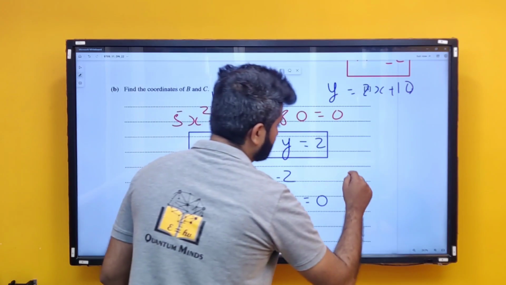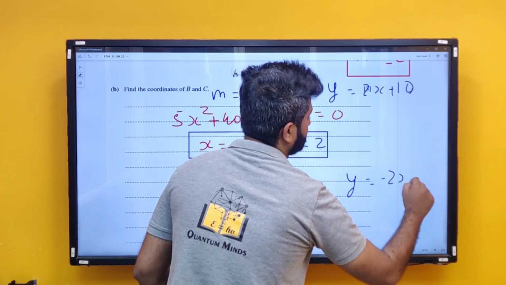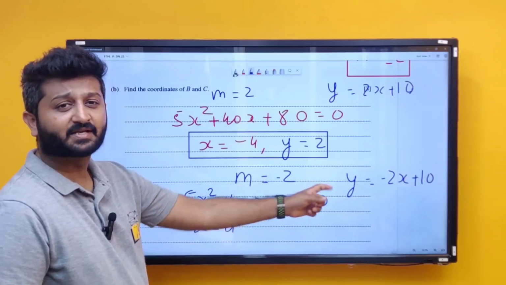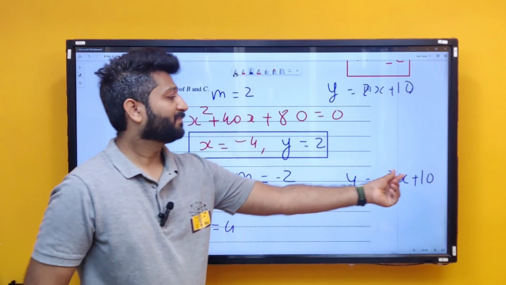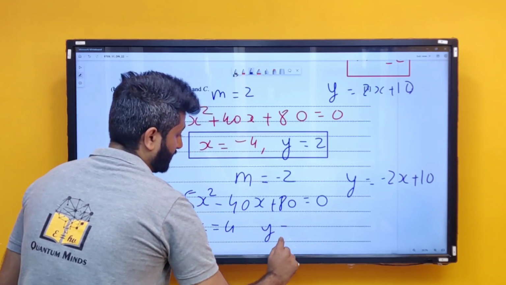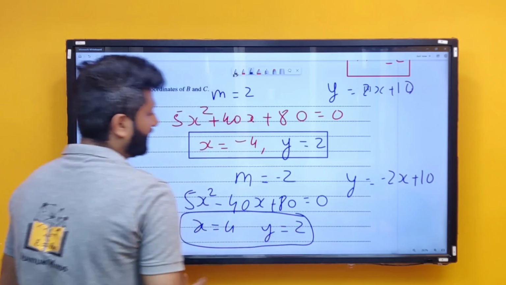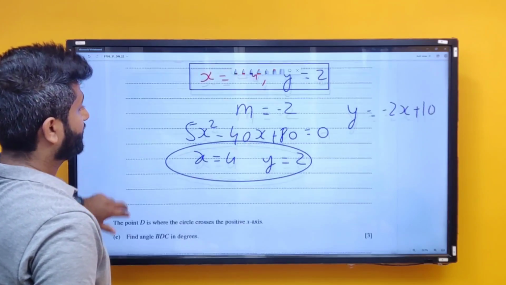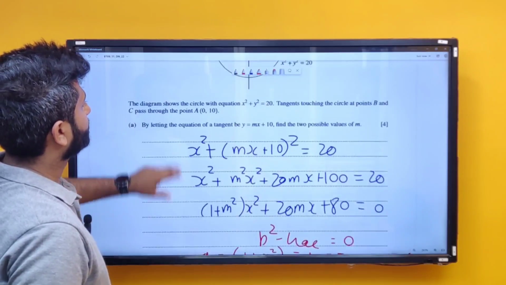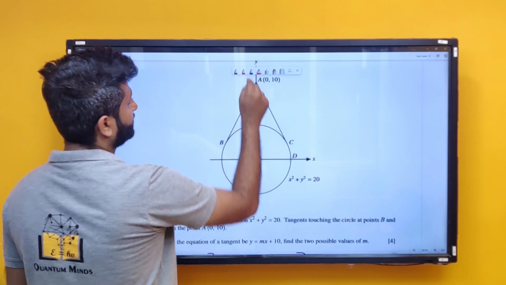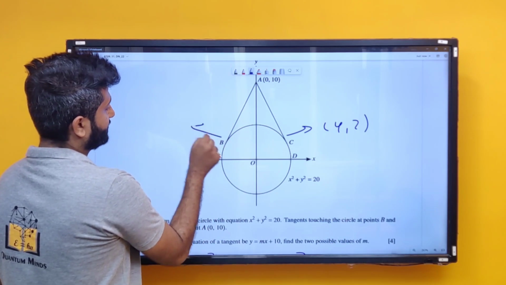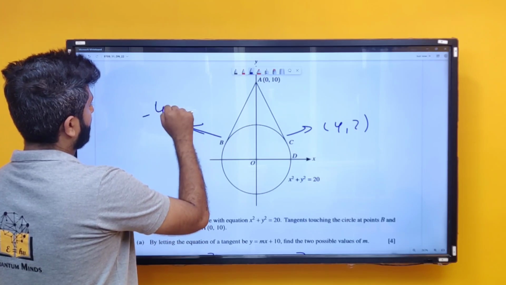Now here the equation of tangent will be minus 2x plus 10. So minus 2 into 4 is minus 8, minus 8 plus 10 is 2. So the value of y is 2. So these are my coordinates of x and y: 4 comma 2 and minus 4 comma 2. Let me label them also. So this is 4 comma 2 and this is minus 4 comma 2.